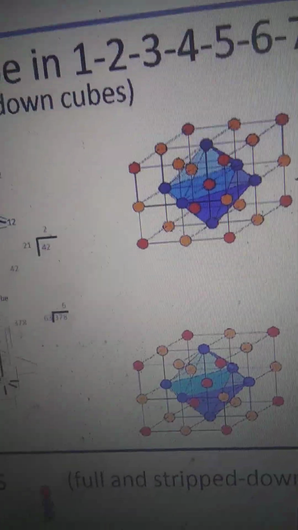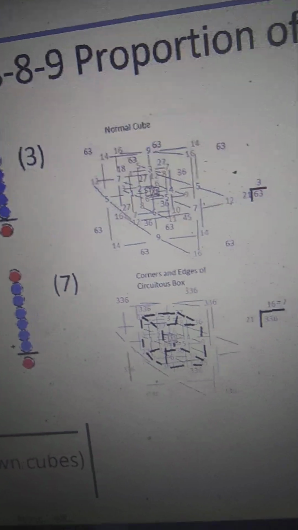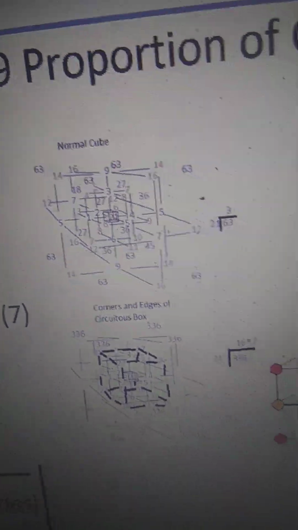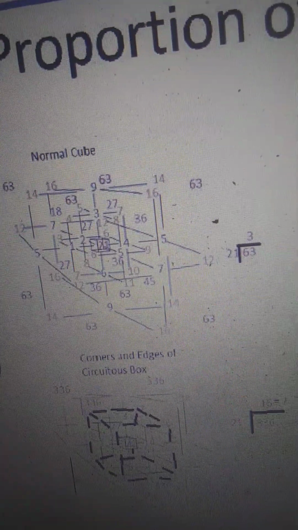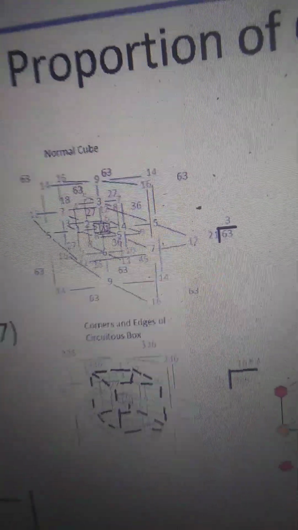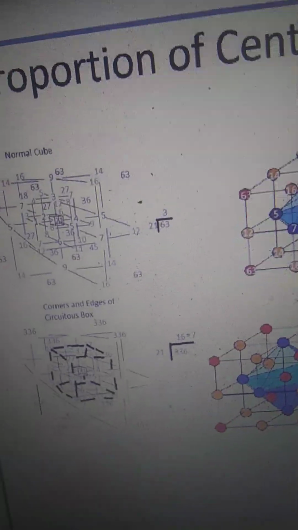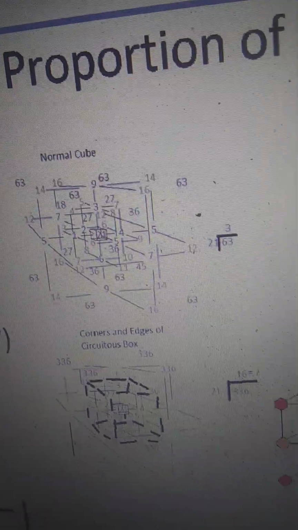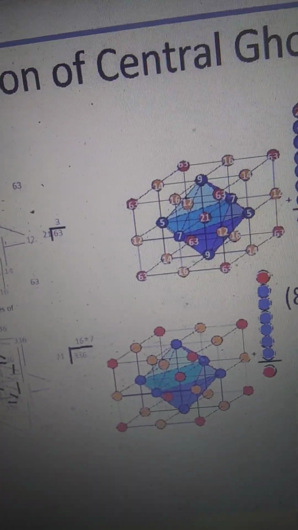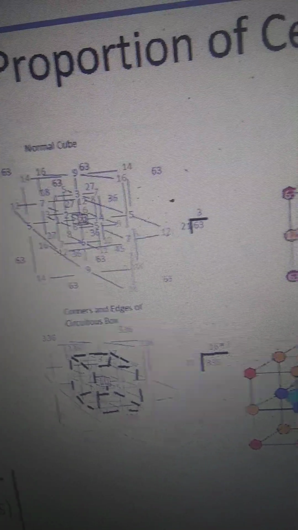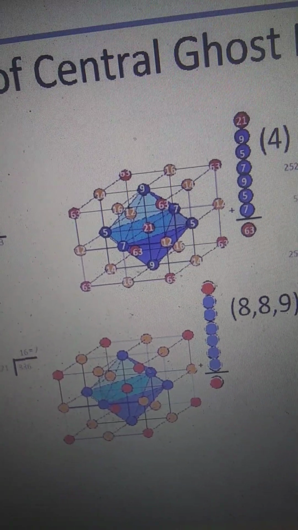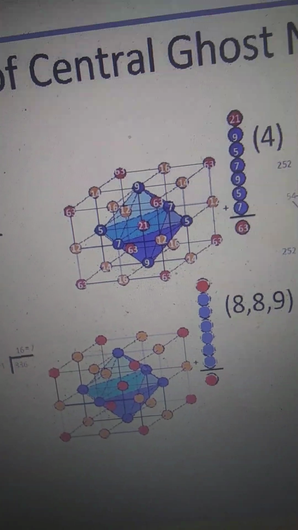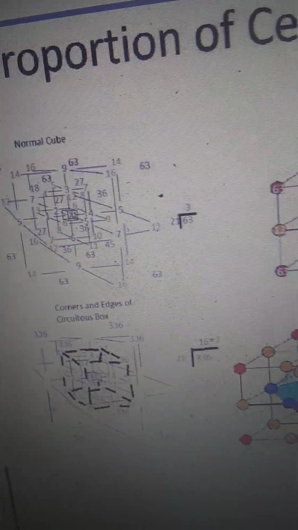But let me go over to these 3. I don't want to get ahead of myself. 3, because 21, the central ghost number, goes into the outer ghost number 63 3 times. And that's a normal cube, and that fits in all these patterns somewhere. Maybe I'm grouping them wrong, but I'm grouping them from 1 to 8, 8, and 9. There's 4. I'll go over here.